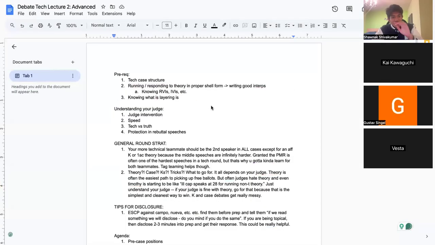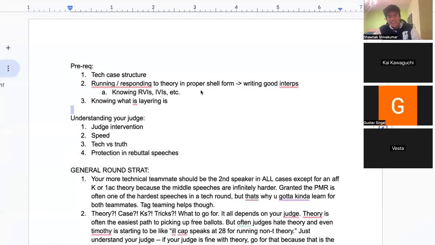Okay, so some prereqs. You need to know tech case structure, meaning uniqueness, links, internal links, impacts. Just know what generally each of these terms mean. Also know how to run a response theory in proper shell form. Know how to write good interps. So if a violation occurs in the round, you're able to effectively write a shell with a good interp. So for example, someone reads a pick with 99% of the affirmative, you're able to come with the interp, the neg cannot read it.